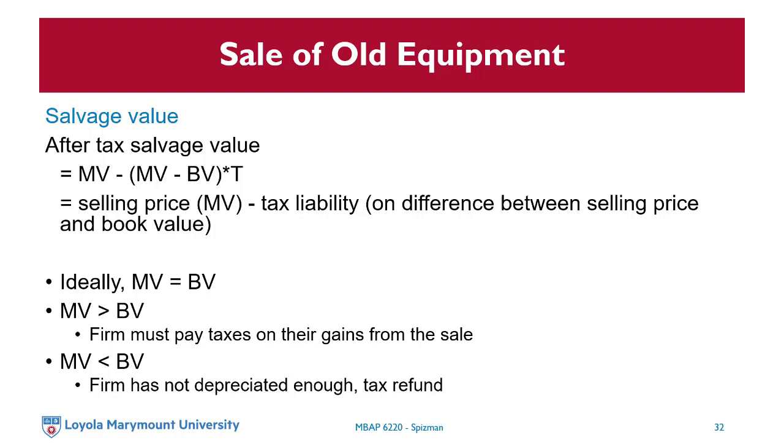Depending on the project. So if the market value is above the book value, you will pay taxes on the gain from your sale. But if the market value is less than the book value, that means you haven't depreciated enough, and you actually will get a tax refund. And the formula will plop that out for you. So you don't have to do anything as long as you follow the formula. But do keep in mind that the market value might be $100, and the after-tax salvage might end up being $200, which means you're getting a tax benefit of $100, and that would be okay. So keep that in mind as you're doing these problems.